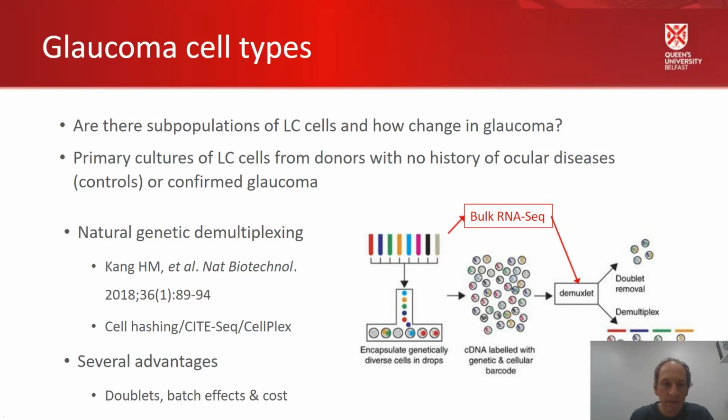It's possible to do something similar to this with any samples now using so-called cell hashing techniques, or the CellPlex protocol from 10x, where you artificially label your different samples.